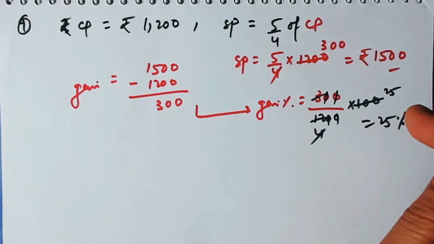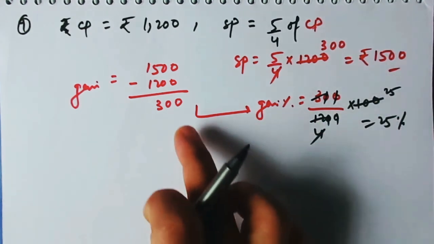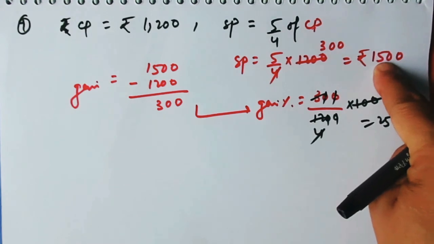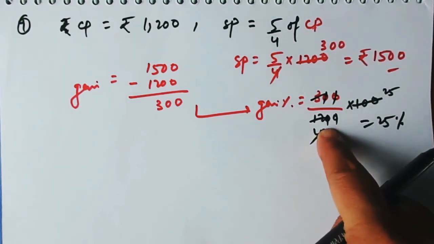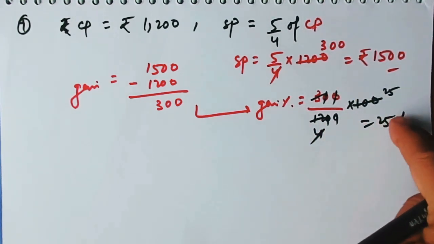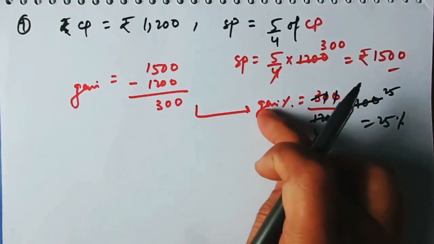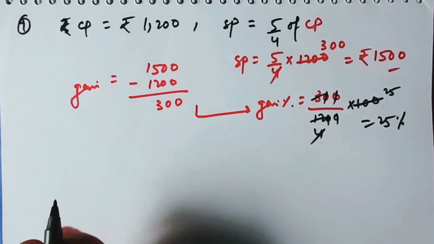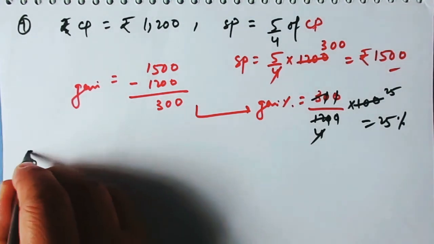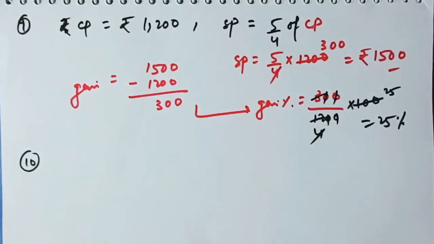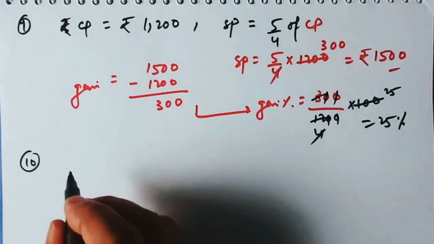See here, many of the children make mistakes. How do they make mistakes? By putting 1500 over here, naturally you will get 20%, and that will be wrong. So always remember that gain percentage is always calculated on the cost price. Moving on to 10, the last one. So stay tuned.